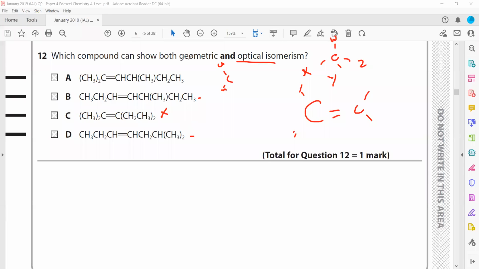Then we have to check optical. So B and D can have geometrical, but the second part we have to check optical. This cannot be a chiral carbon. This carbon can be chiral because CH is there, H is there, CH3 and CH2. So there is a chiral carbon. And this, you don't find any chiral carbon. So that's why B is the right answer.